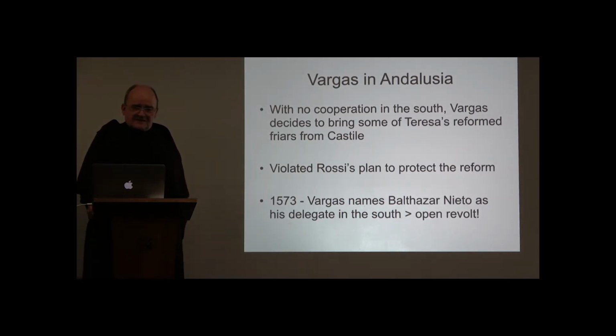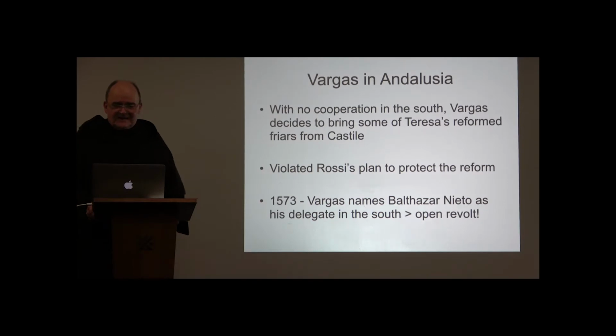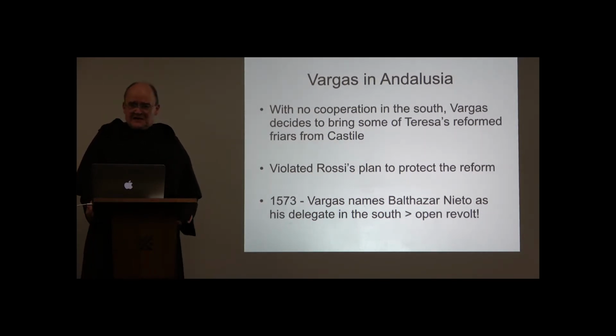Sadly, Vargas starts his visitation in Seville in the south and has the door slammed in his face because nobody wants to talk to him. Well, he decides that, sadly, Vargas was a bit lazy and he didn't want to press too hard, although he certainly had the power from the Pope to do so. So he simply came up with the idea that bringing in some of Teresa's reformed friars and putting them in charge in Andalusia would be the best thing.